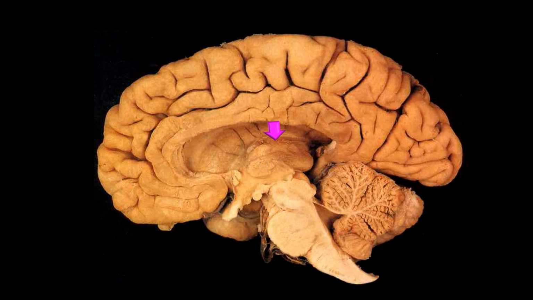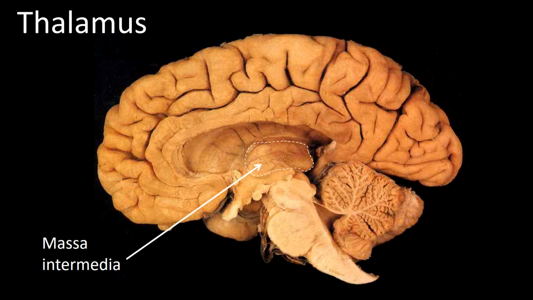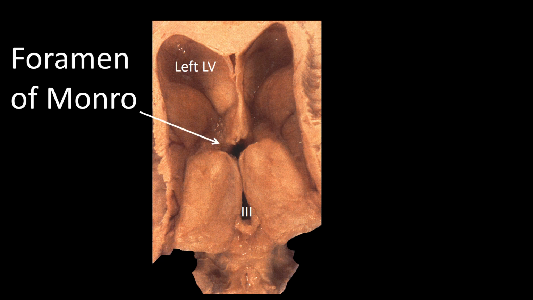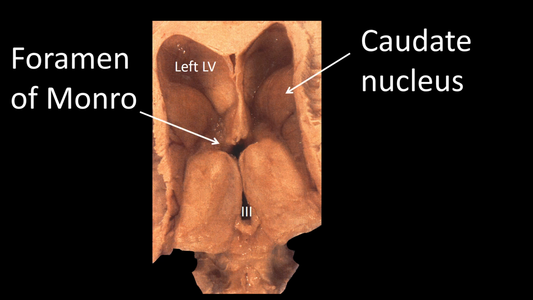Behind the hypothalamus and just below, a little back to the body of the lateral ventricle, we can see the bulging of the thalamus, which I have traced in this frame to indicate the massa intermedia, the anterior nucleus of the thalamus, and the pulvinar nucleus. This is a top view of the open lateral ventricles with minimal representation of the surrounding telencephalon. I have indicated the left lateral ventricle and the third ventricle, the left foramen of Monro, the bulge produced by the caudate nucleus, and the thalamus.